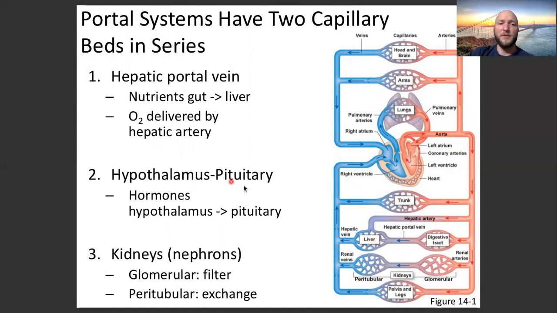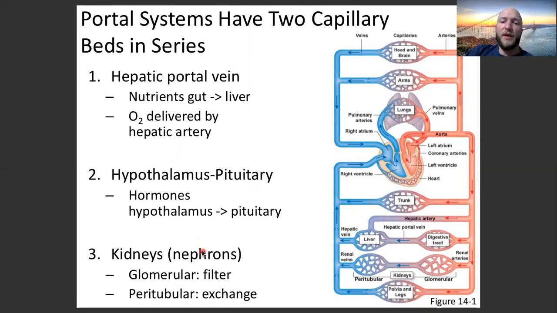We have the hypothalamus and pituitary system. So up in our brain up here, we have one capillary bed in the hypothalamus, and then we have a vein, and then another capillary bed in the pituitary gland. The hypothalamus will actually release hormones into that capillary system, which goes right down right next door to the capillary bed in the pituitary gland, which stimulates the pituitary gland to make more hormones and do various things.